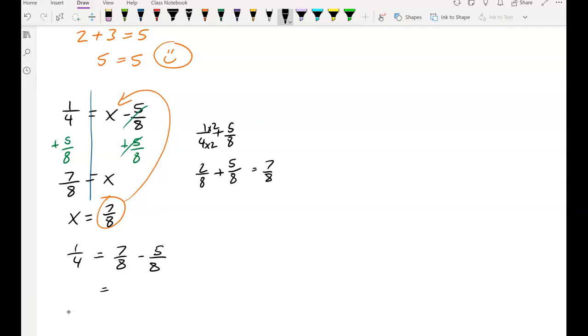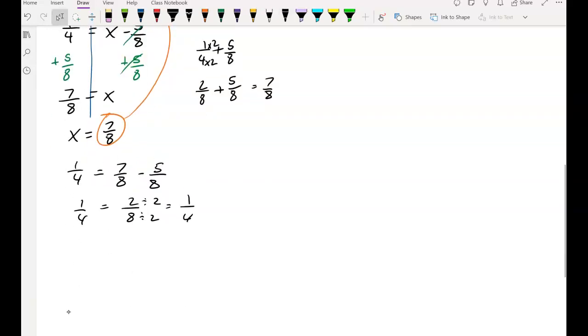And 7/8 minus 5/8, let's see, the denominator is 8. 7 minus 5 is 2. 2/8. Does that equal 1/4? Well, let's see. If I divide both of these by 2, 2 divided by 2 is 1. 8 divided by 2 is 4. So yeah, 1/4 equals 1/4. Everything checks out. We're good. We have solved the equation. X equals 7/8.